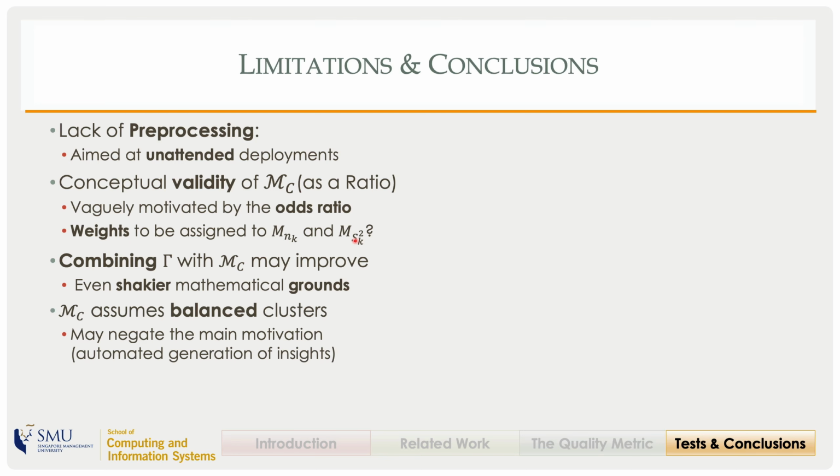The extension from reduced chi-square to the covariant metric obviously assumed balanced clusters, but this may not be practicable in automated kinds of deployments where new data is coming in. There's no guarantee that the clusters are supposed to be equal in terms of membership. So the future direction is to actually develop an algorithm that might be more appropriate for unattended, automated kinds of insight generation using the k-means algorithm.